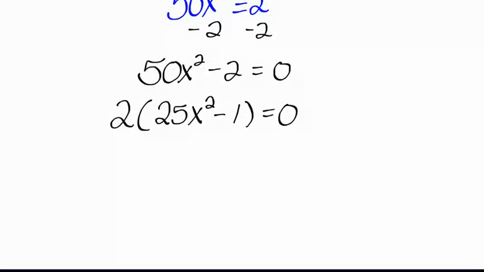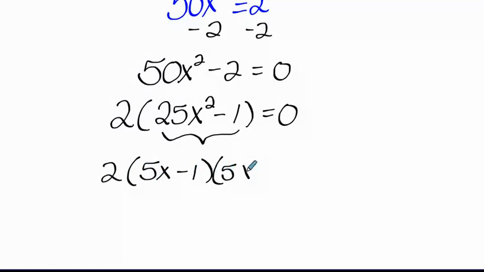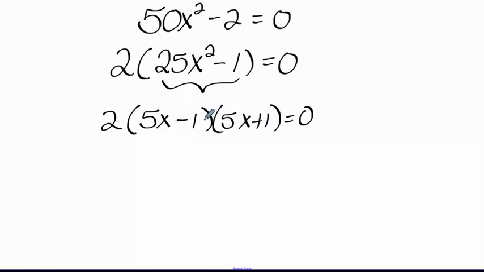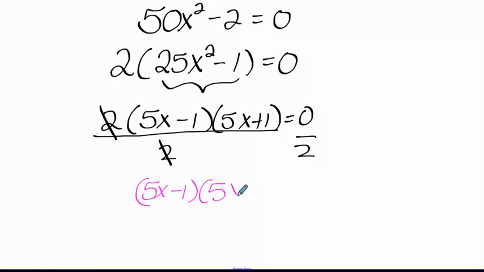And at this point, the binomial here is now the difference of two perfect squares. So we can go ahead and factor that into 5x minus 1 and 5x plus 1. And so we do want to set each factor equal to 0, but we're going to go ahead and divide both sides by 2 to get rid of that coefficient right there, or that GCF of 2. And so we'll have 5x minus 1 times 5x plus 1 equals 0.